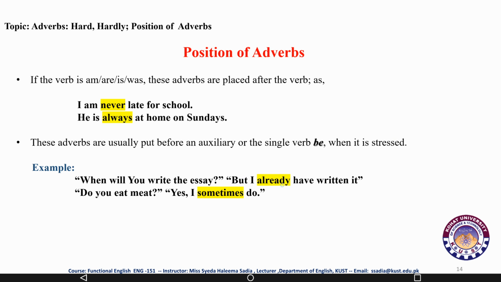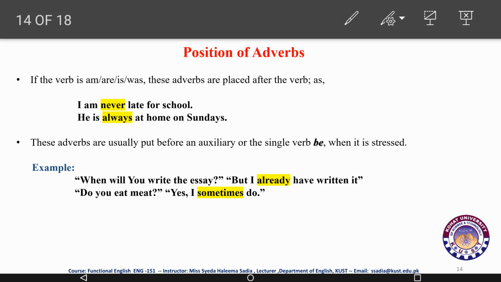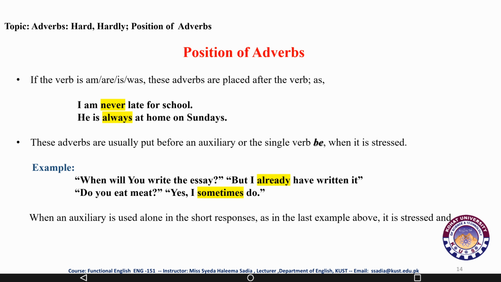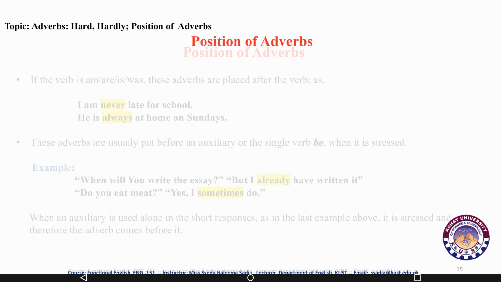Like, "But I already have written it." Have is an auxiliary, and "I sometimes do." So where are they placed? They are placed before an auxiliary or the single verb be. When an auxiliary is used alone in the short responses, as in the last response above, it is stressed and therefore the adverb comes before it. So this is showing the explanation.